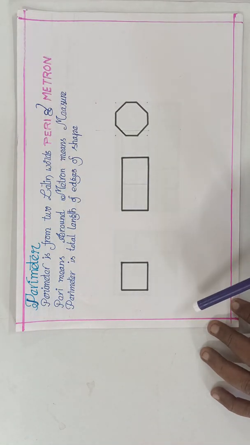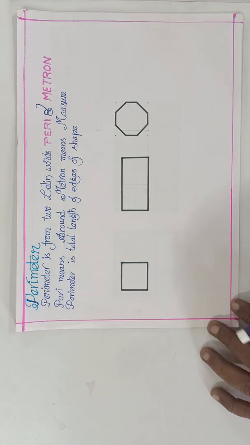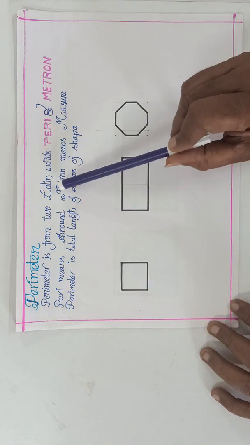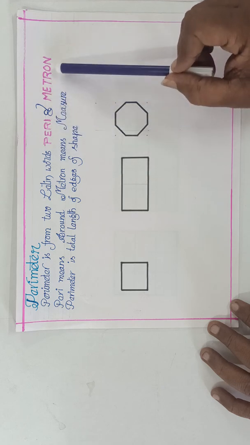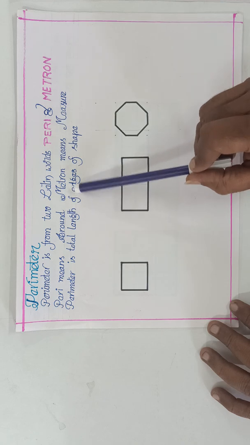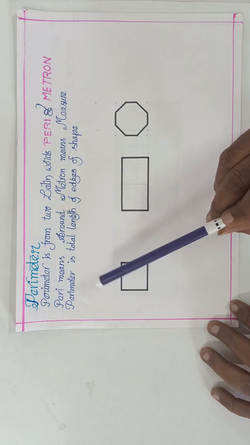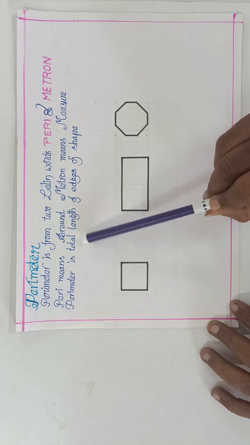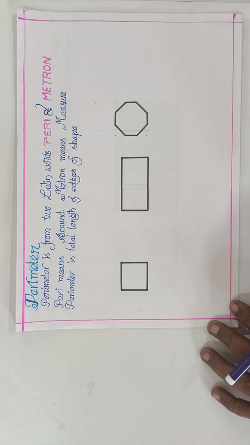Before going to measure the perimeter, we should know the meaning of perimeter. Perimeter is a word derived from two Latin words, peri and metron. Peri means around, metron means measure. So we can conclude that perimeter is the total length of the edges of that shape.